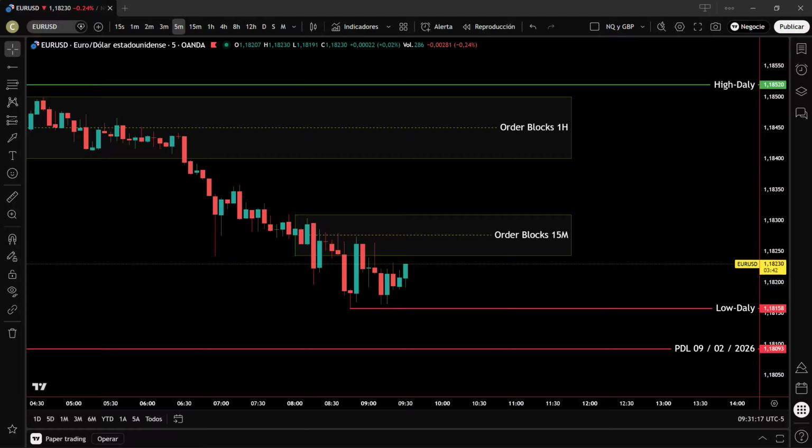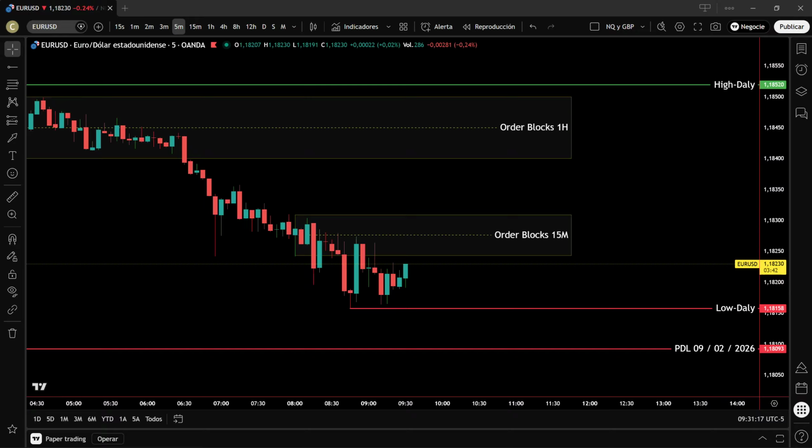We now switch to the 5-minute timeframe to observe the immediate price action in greater detail. After hitting the new daily low, EURUSD has begun a corrective move to the upside. As you can see, the price is heading decisively back toward the 15-minute order block zone we marked earlier. This behavior is very common following a strong expansion. The market seeks to rebalance or mitigate pending orders in the upper supply zones.